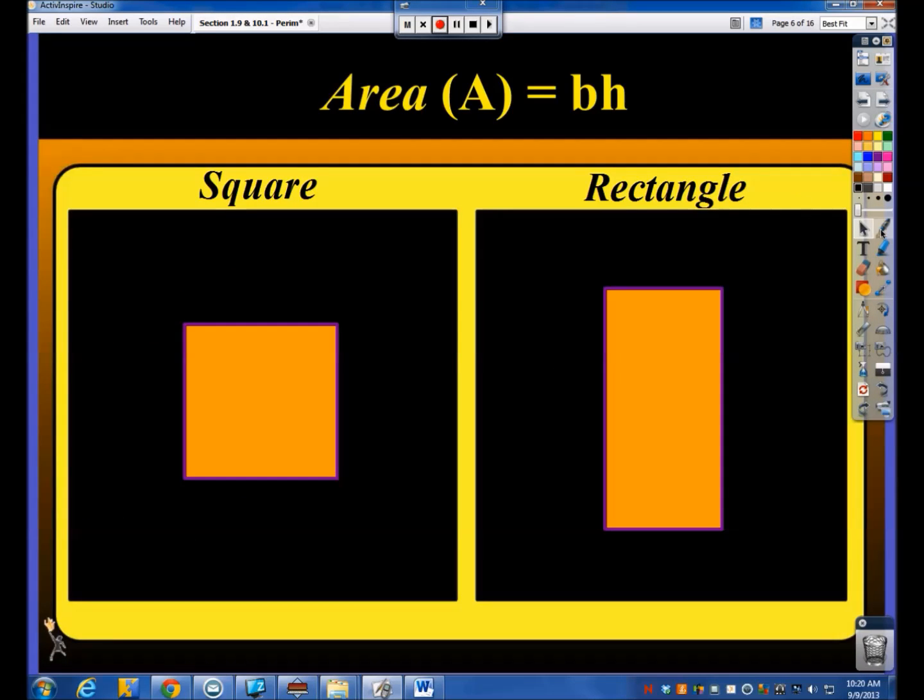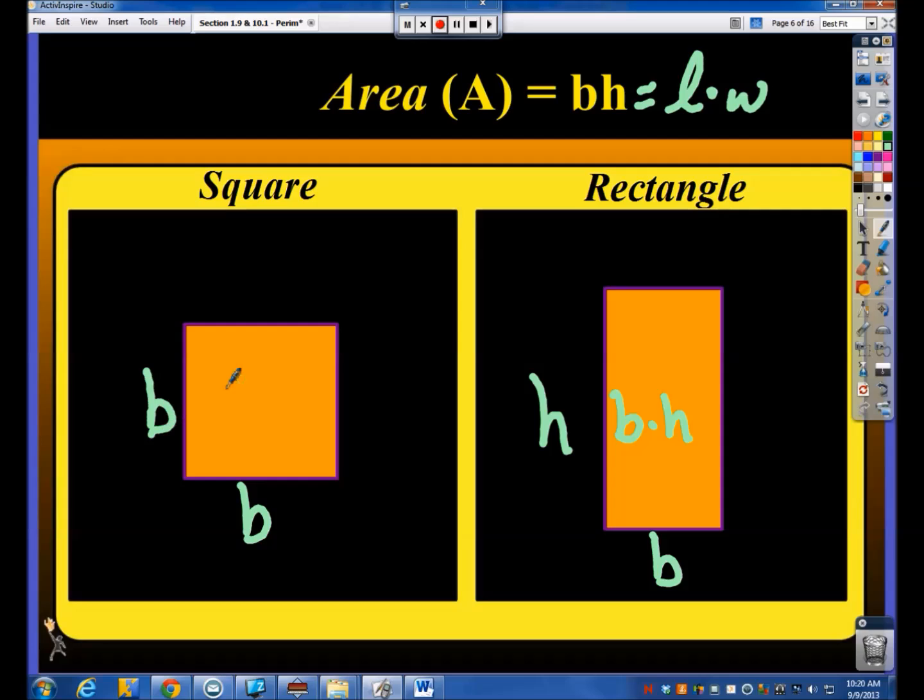Areas for squares and rectangles use the same formula. It's just base times height, your length times width. Some of you know it more so as length times width, that's fine. Or if you want to call it base times height, that's fine. So base, height, area is base times height. Now for a square, the base and the height are really the same value. So you could call the area of a square b squared or h squared, or I still just call it base times height, and I just note the base and the height are the same number.